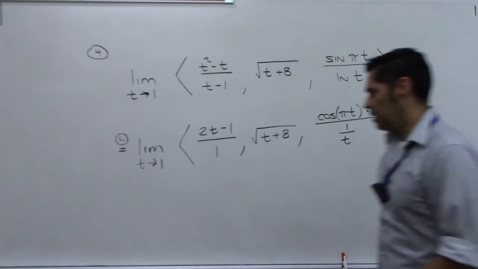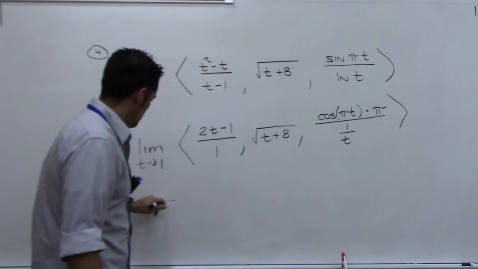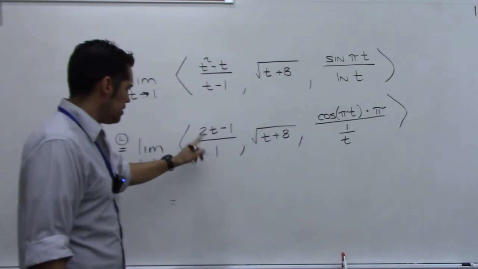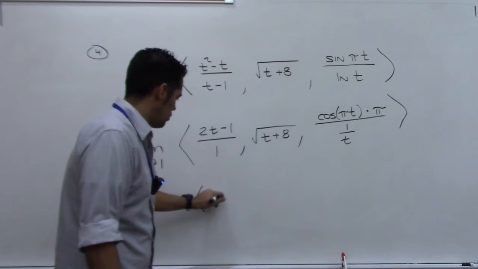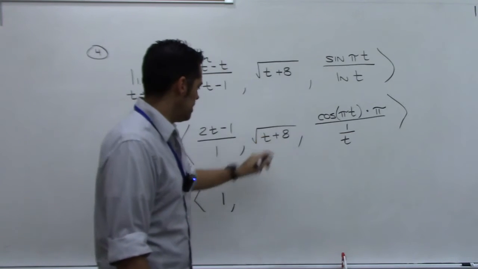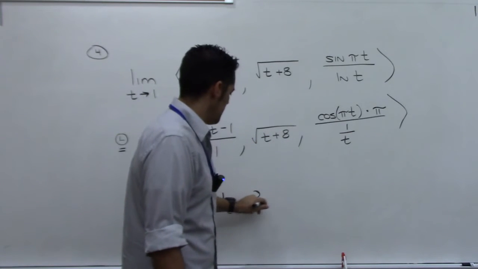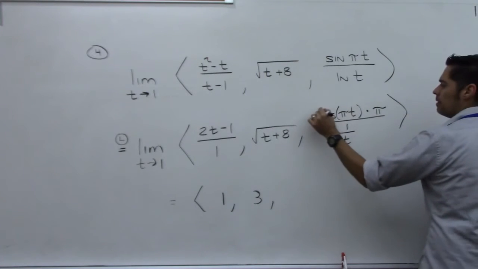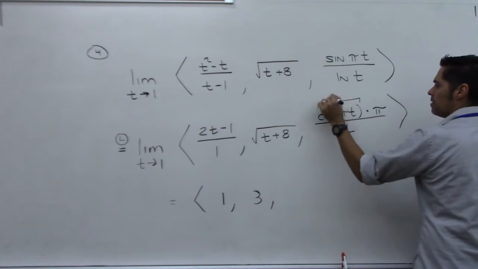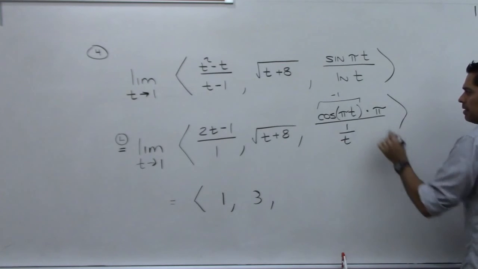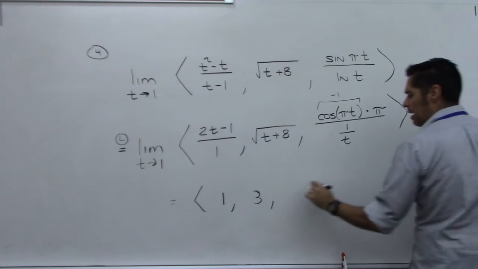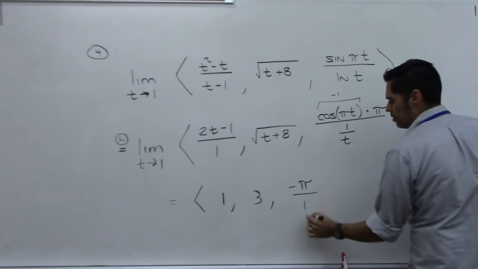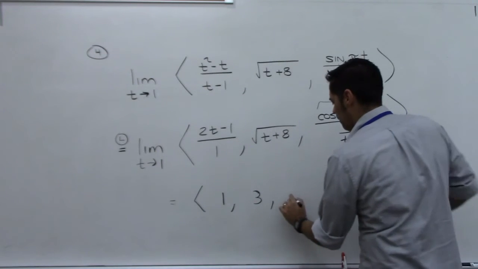So now let's plug in 1, and let's see what we get. So 1 here, I get 2 minus 1. That's going to be 1 on top. 1 over 1 is 1, so I get the vector 1. We already said this would be 9. Square root of 9 is 3. And then over here, cosine of pi, right? Cosine, I plug in 1 there. Cosine of pi is negative 1. And then times pi. So I get negative pi over 1 over 1, which is 1. So that's just negative pi.